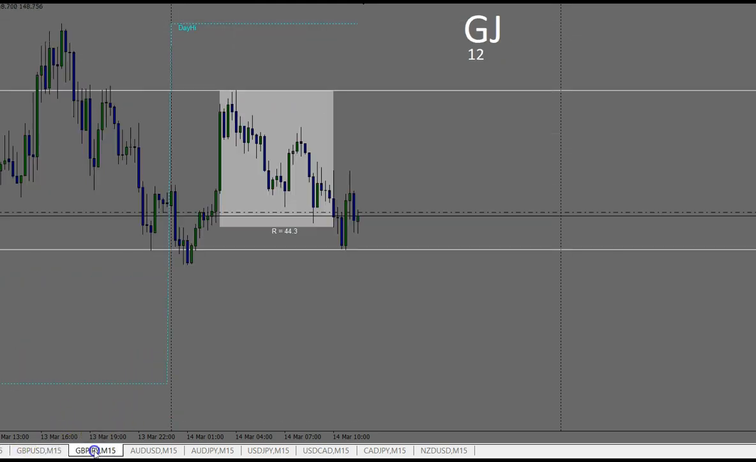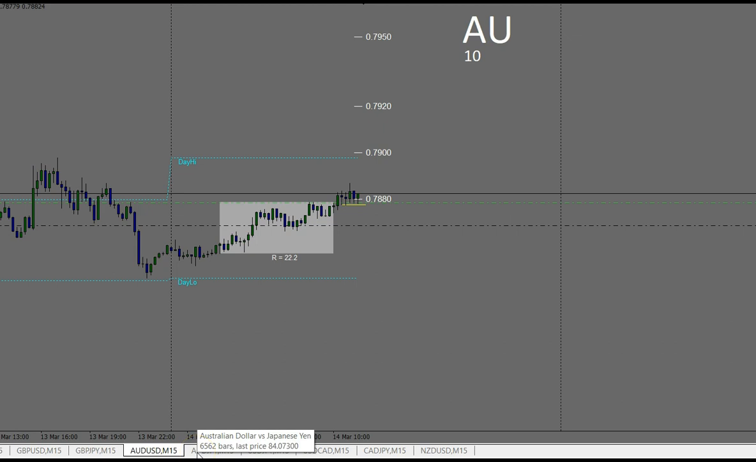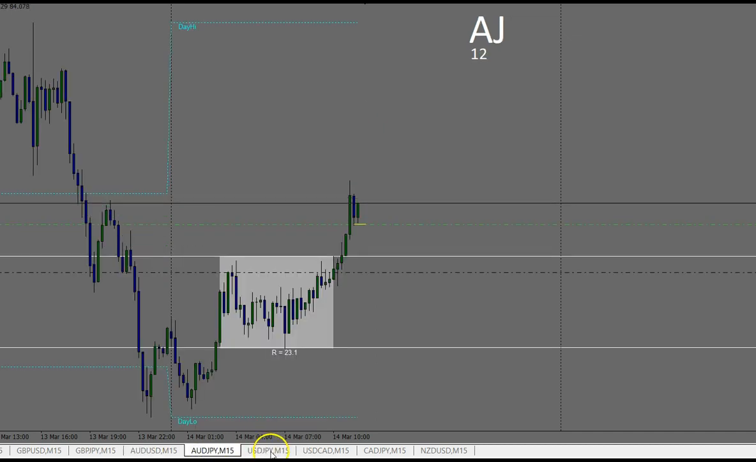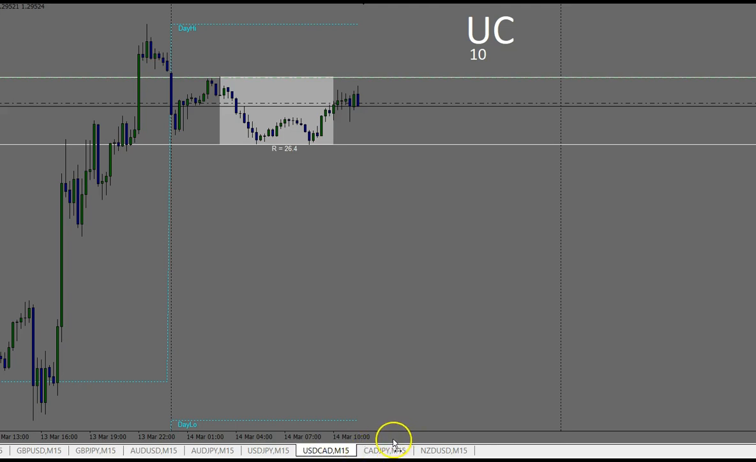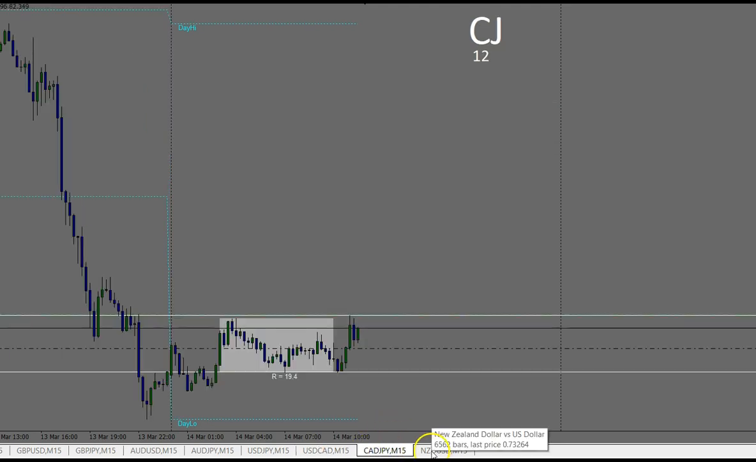GU, still waiting for an entry on this. The GJ, pound Japanese yen, nothing happening there yet for me. Still holding the Australian dollar, US dollar, looking for further upside movement, those tiny candles at the moment just going sideways. Australian dollar, Japanese yen, almost hit my buy limit there, not quite though, so I'm waiting to get a trade off on the Australian dollar, Japanese yen. Nothing on the US dollar, Japanese yen. US dollar, Canadian dollar, nothing on that at the moment. Canadian dollar, Japanese yen, nothing there.